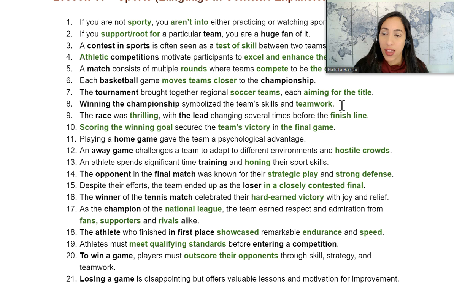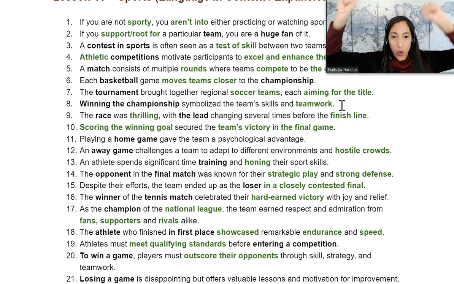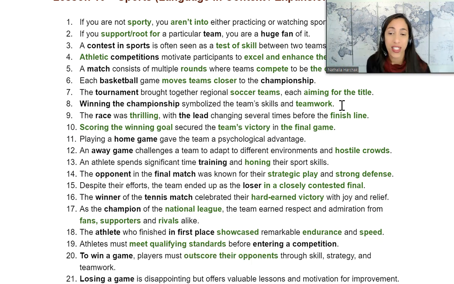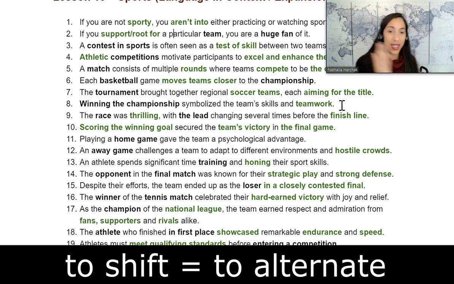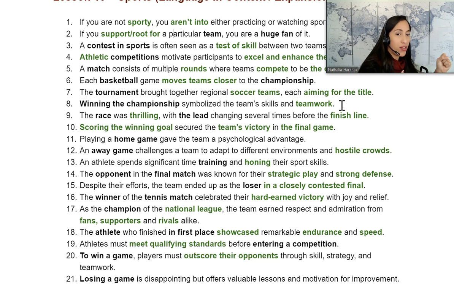Okay? Teamwork. The race was thrilling, exciting, with the lead changing several times before the finish line. Remember, take the lead. I am ahead of everybody. Then you are ahead of everybody. So if the lead changes several times, you cannot clearly see who will win the competition. You don't know. You only know when you see the finish line, and then you get to see the winner.